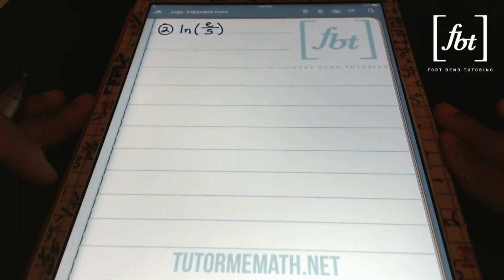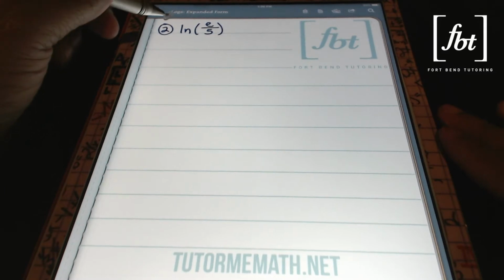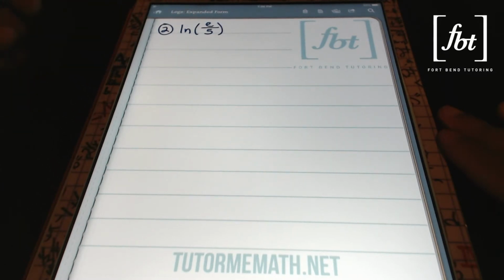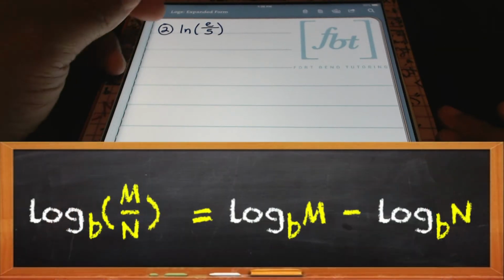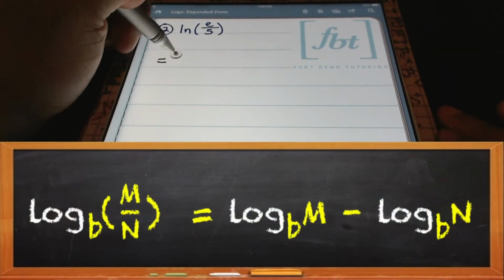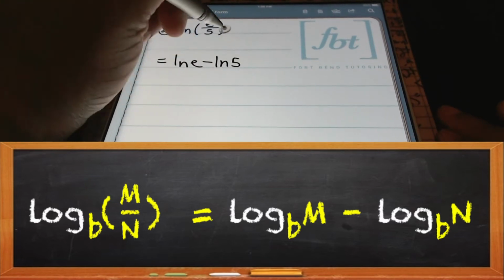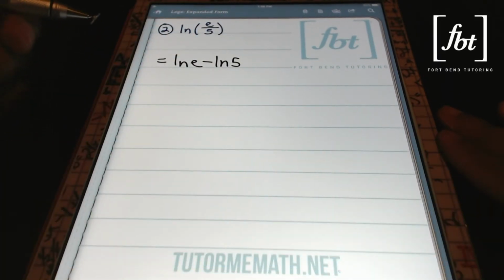And so we'll be moving on to problem number 2. In problem number 2, we have the natural log of e divided by 5. This problem is set up in such a manner that we'll be using the quotient rule. So the quotient rule says that we could rewrite this as the natural log of e minus the natural log of 5. Using that quotient rule, we end up expanding the expression using subtraction. And then, of course, you're supposed to simplify your result as much as possible.